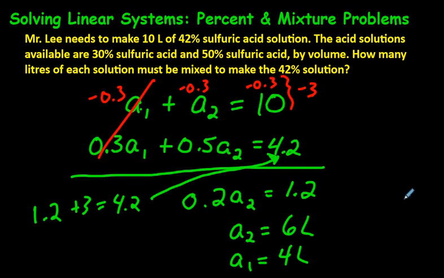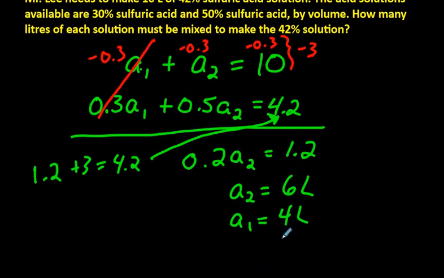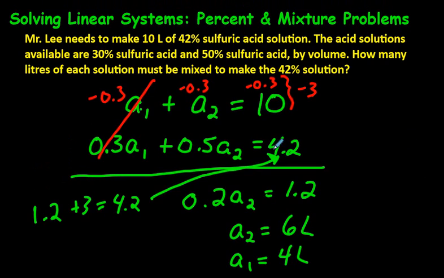Now your teacher is probably going to ask you in this class to give a therefore statement. So therefore it would take 4 liters of the 30% solution and 6 liters of the 50% solution to make 10 liters of the 42% solution. Because my writing is not very neat, I'm just verbally saying that out loud.